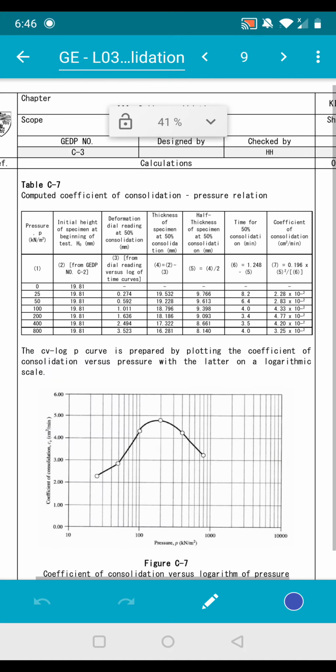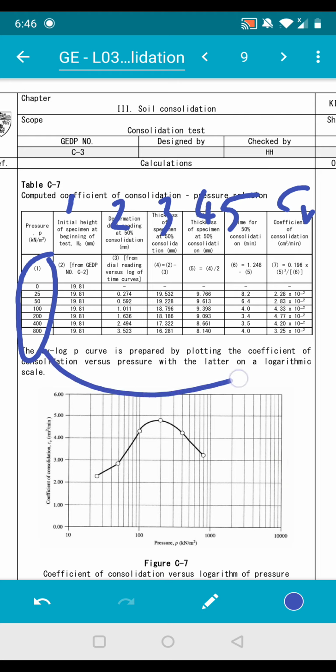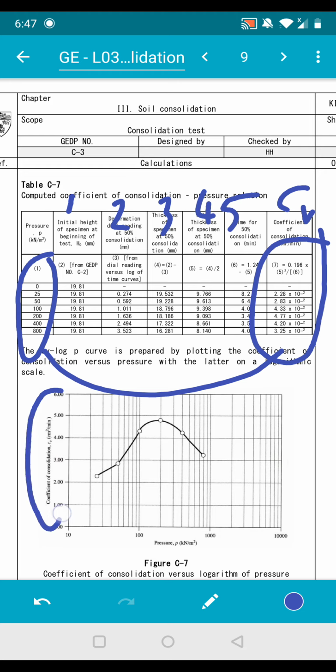So this is a summarization of the computed coefficient of consolidation with pressure. So you have your pressure here. So this is a step-by-step process, and you have your coefficient of consolidation in the end. So pressure with your CV over here. And then you can easily plot the graph. So on the y-axis is your CV, coefficient of consolidation, and on the x-axis is your pressure. So you have 1, 2, 3, 4, 5, 6 data points for this problem.